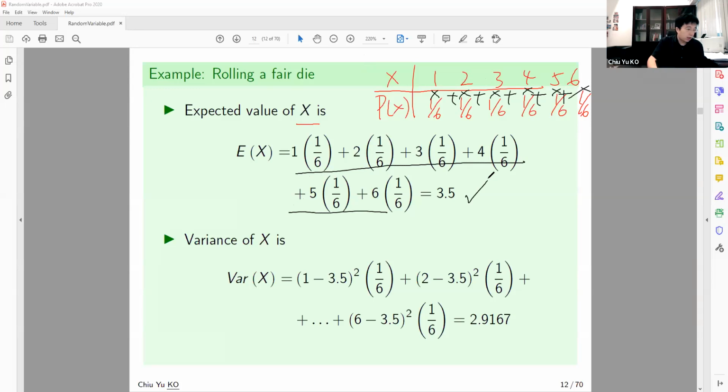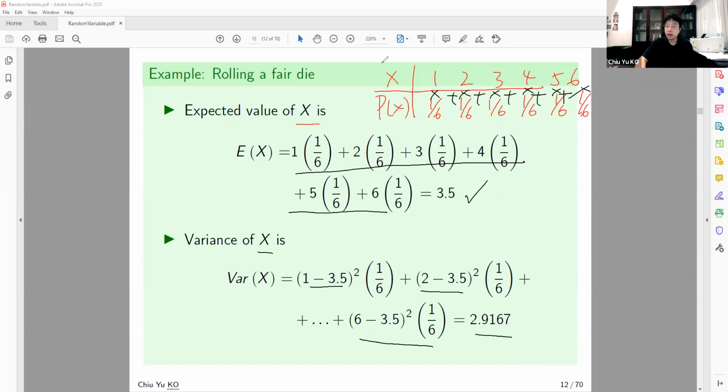And the variance of X, okay, what you're going to do is you take every value minus the mean: 1 minus 3.5 squared times 1 over 6, 2 minus 3.5 squared times 1 over 6, and so on and so forth, until you get all the numbers and you get something like this. Later you can verify this is the case, but I'm not going into the detail. I hope you should be able to do this computation.